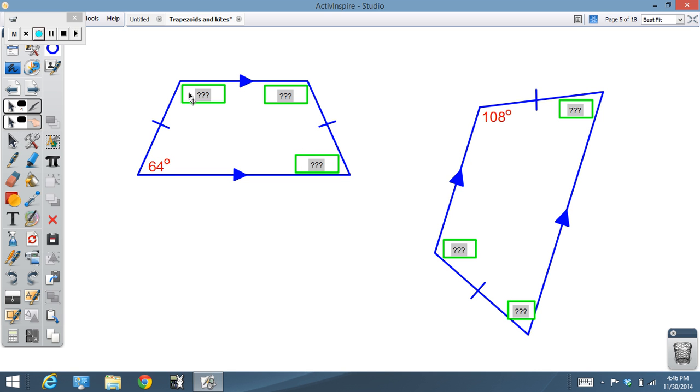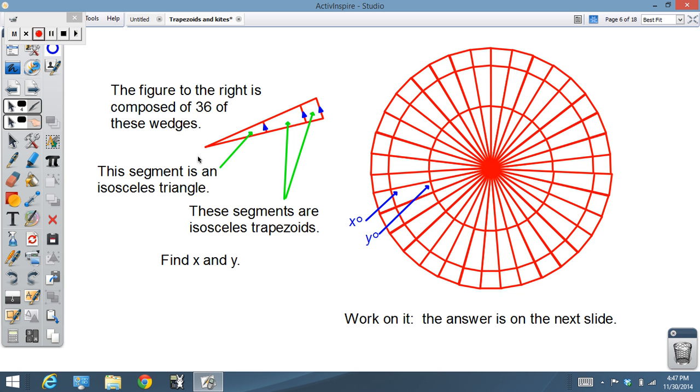Here we go. All right, that one's got to be 64 since base angles are congruent, and since same side interiors have to add up to 180, these two both have to be 116. Same thing's happening here. You got a 108 and 72s. Good enough.